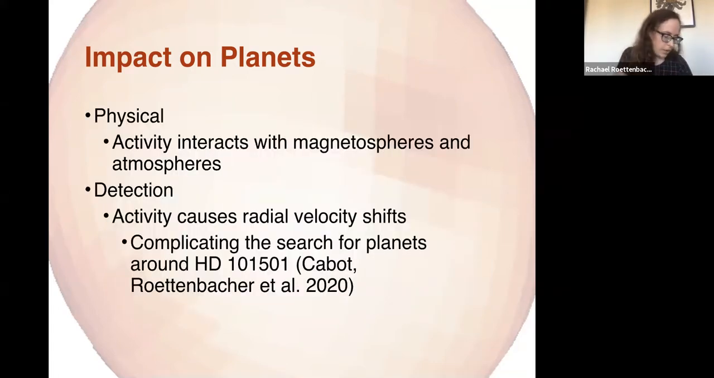So one example of that is a paper that just got published by Sam Cabot, who's a grad student here at Yale. He and I looked at HD 101501. We used photometry from Greg Henry, who was here. And we were able to look at what the spots were doing long term, as well as comparing that to some high precision radial velocity observations from the EXPRESS spectrograph. And Sam was able to show that there's a lot more work that needs to be done before we're able to really disentangle the signature of starspots from planets.